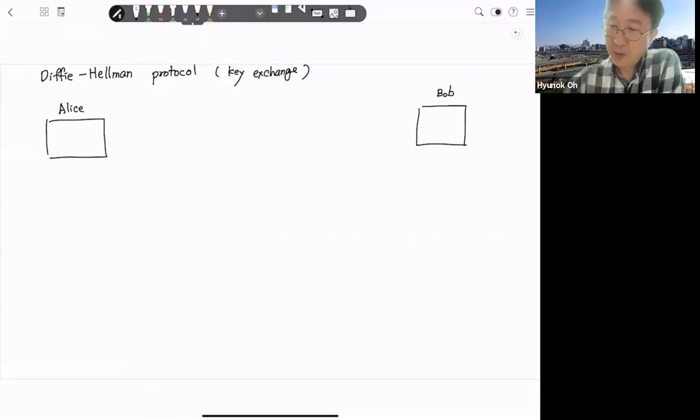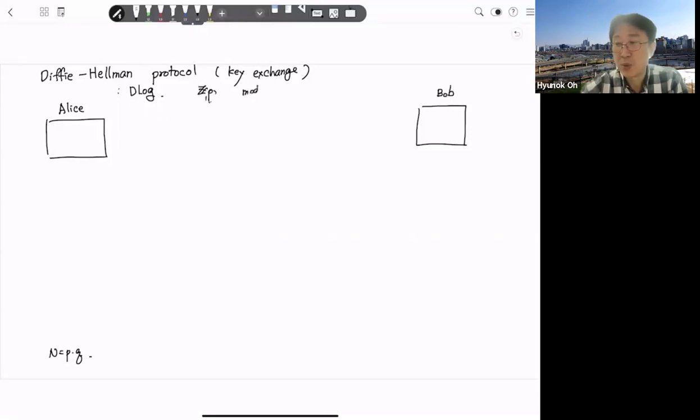The Diffie-Hellman protocol is based on the discrete log problem. In the RSA case, we use N, which is P times Q, a composite number. But in the Diffie-Hellman protocol, we just use a prime, so we work mod P. Instead of mod N, we use mod P, where P is a prime number. That's the difference.